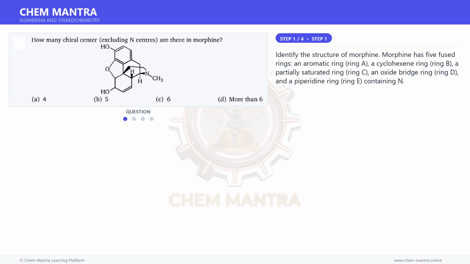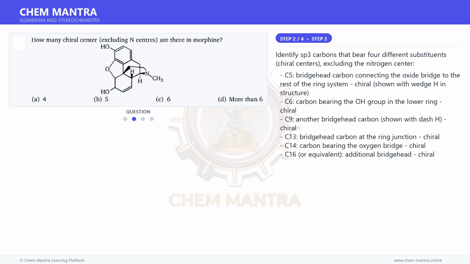Morphine has 5 fused rings: an aromatic ring, ring A; a cyclohexene ring, ring B; a partially saturated ring, ring C; an oxide bridge ring, ring D; and a piperidine ring, ring E, containing N. Moving on to the next step.